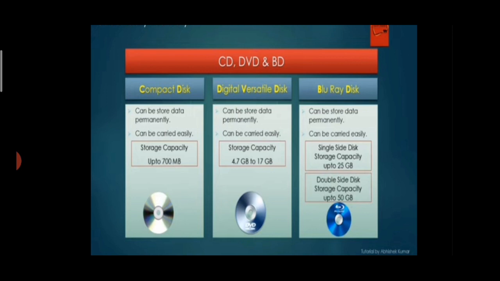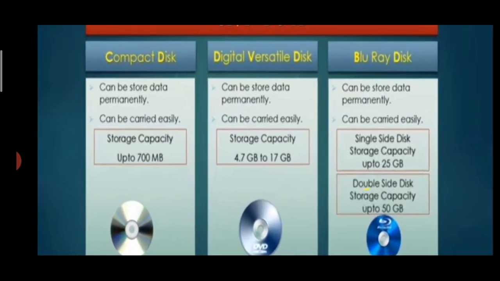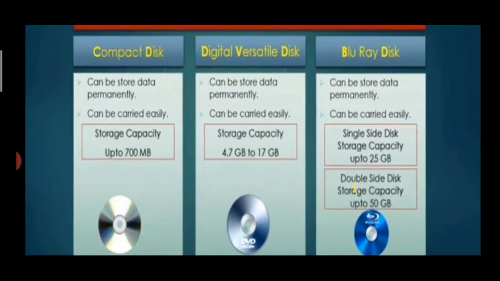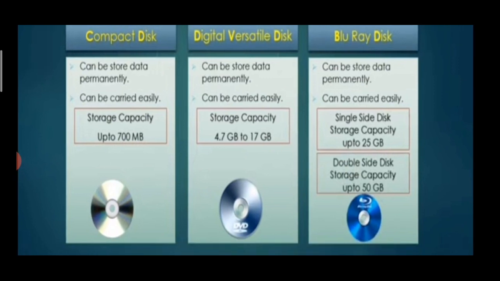First one is compact disc. The storage capacity of a compact disc is up to 700 MB. Next is digital versatile disc, that means DVD, and it can store data from 4.7 GB to 17 GB.